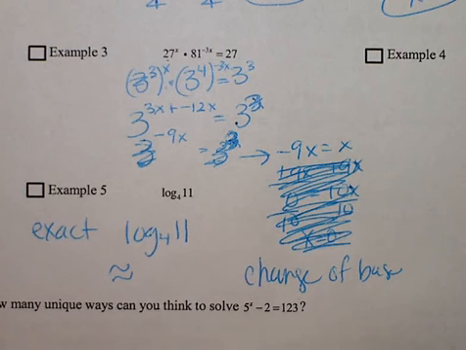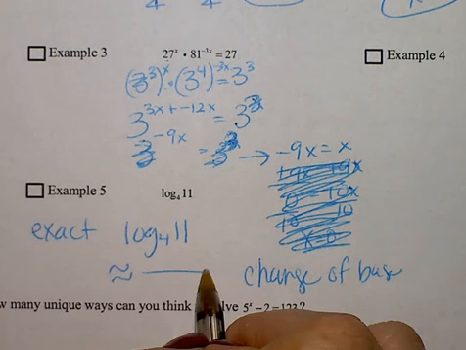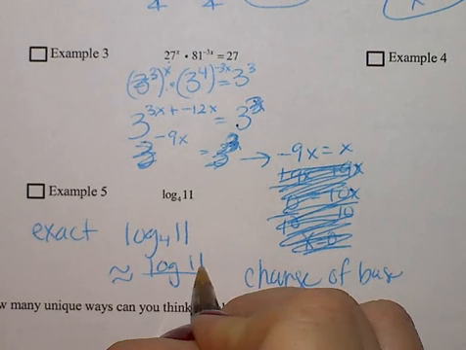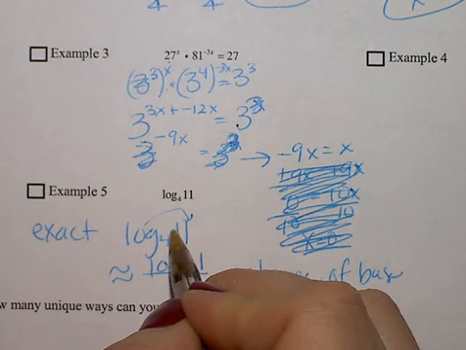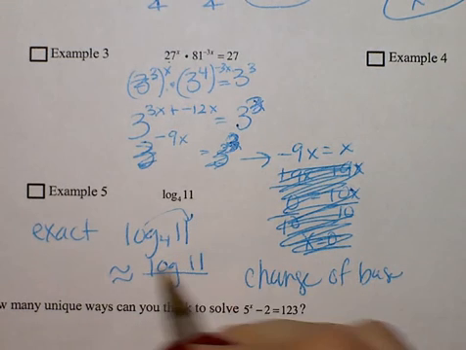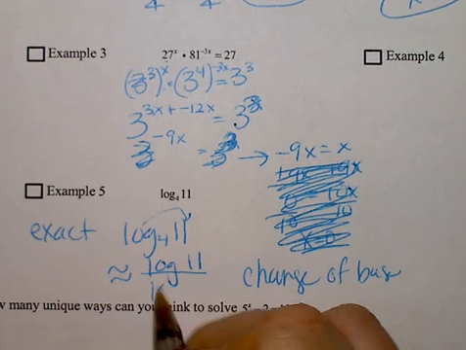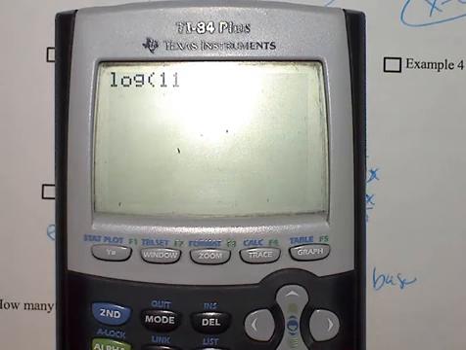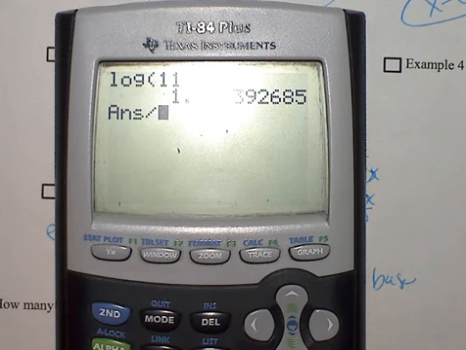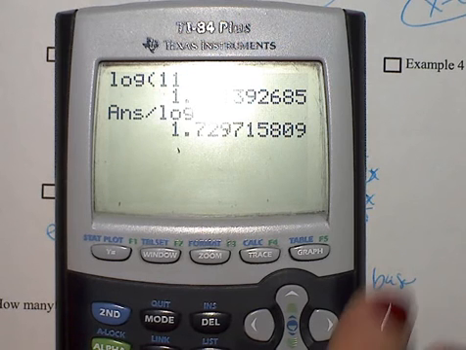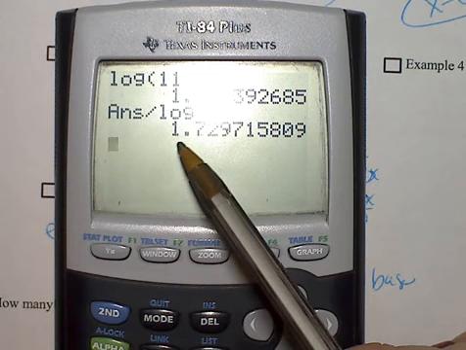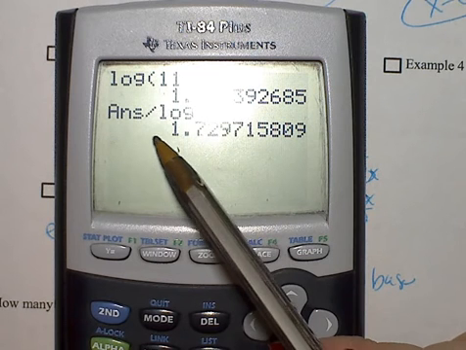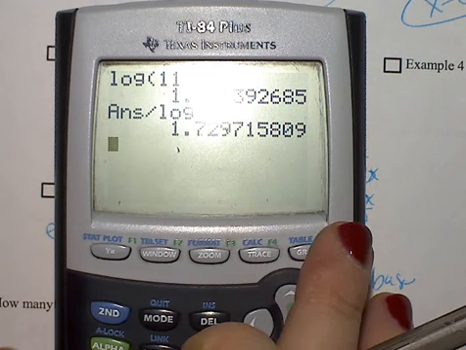And change of base means we plug it into the calculator like this. Log base 11, it's always the back number. We don't care if it's larger or smaller. Log of 11, enter, divided by log of 4, enter. And then I'm going to round that. So log 11, enter, divided by log of 4, enter. And if I round to the nearest hundredth, this would be approximately 1.73.